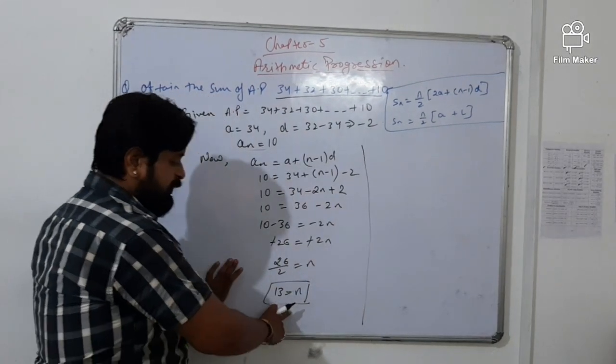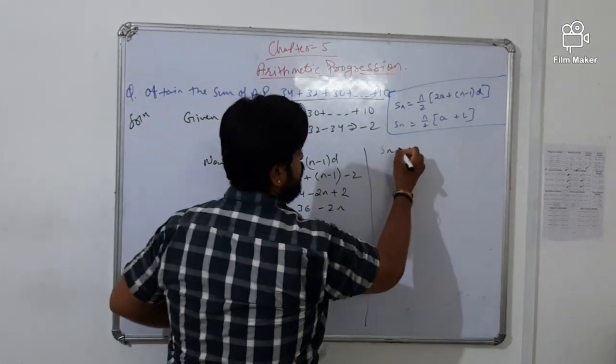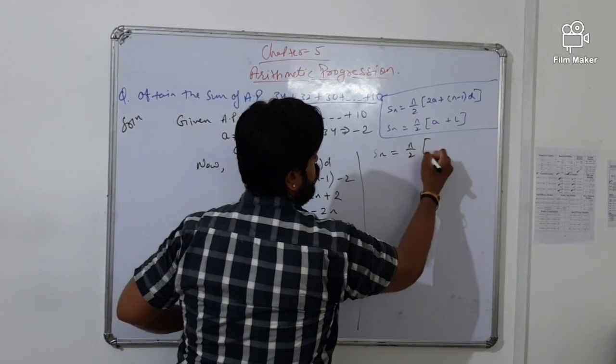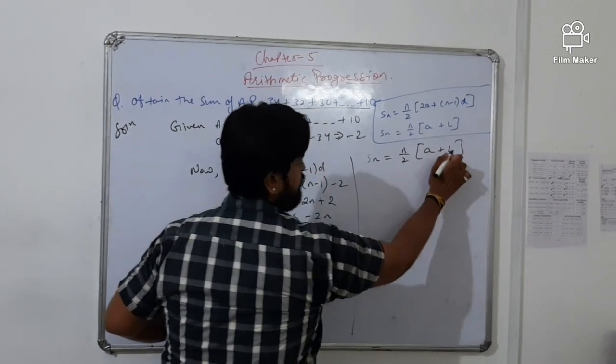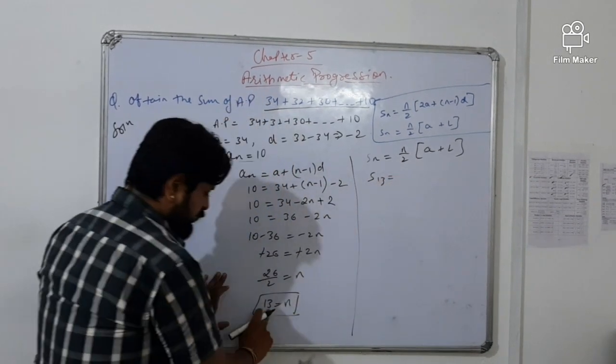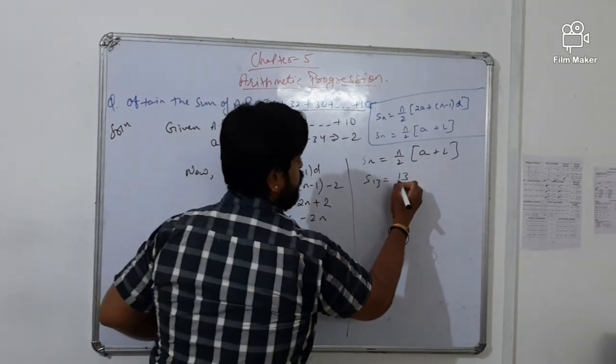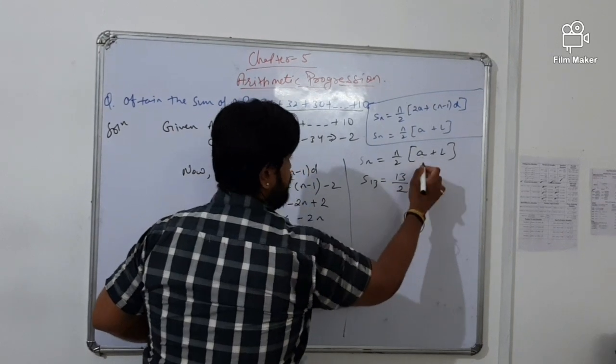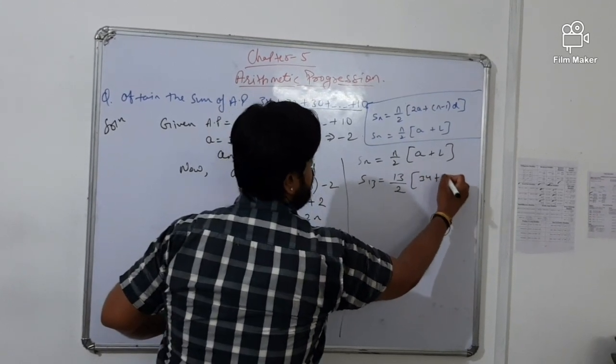So we got the value of N here. Now we will find the Sn. So Sn is equal to N by 2 into A plus L. A plus L means first term plus last term. N is 13, we got here 13. So 13 by 2. First term is 34 plus L is last term.